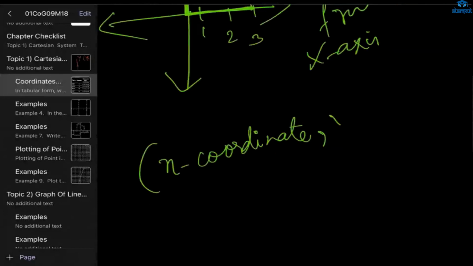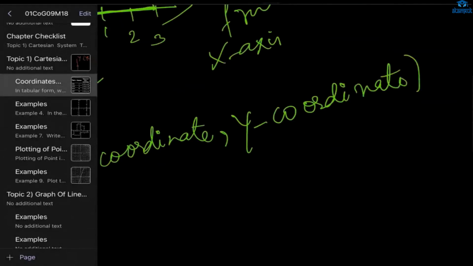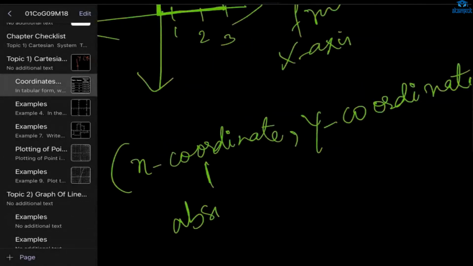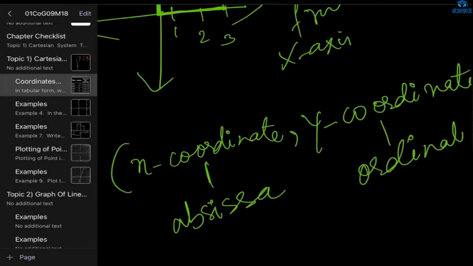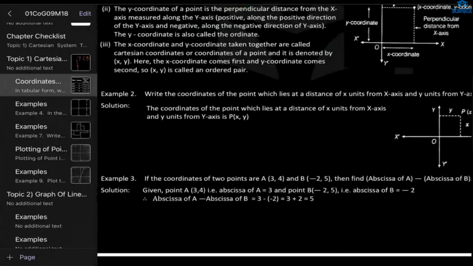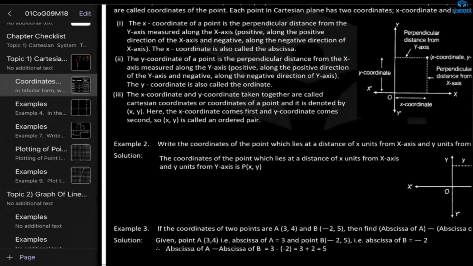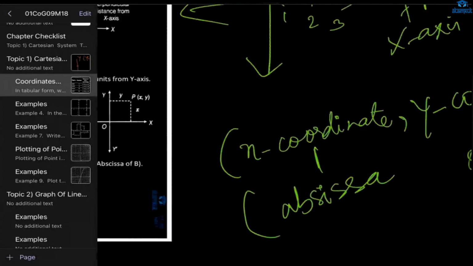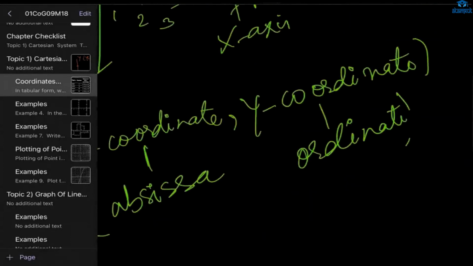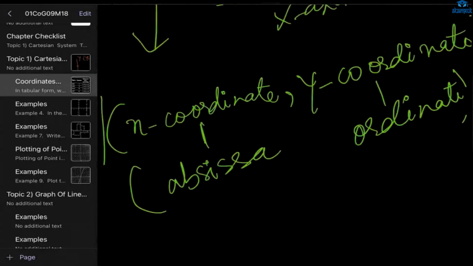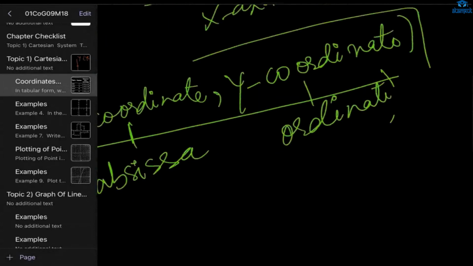Now this x coordinate is also called the abscissa, and the y coordinate is called the ordinate. So if in your question you find that you are asked the value of the abscissa, you have to mention the x coordinate value. If it is asking you for the ordinate, then it means the y coordinate. And this complete xy is called an ordered pair.